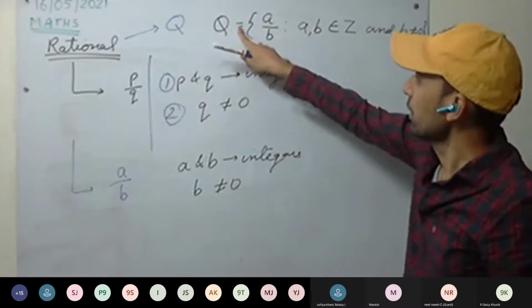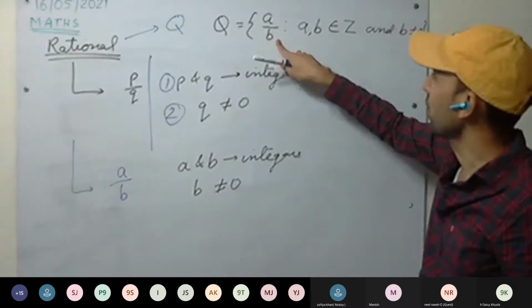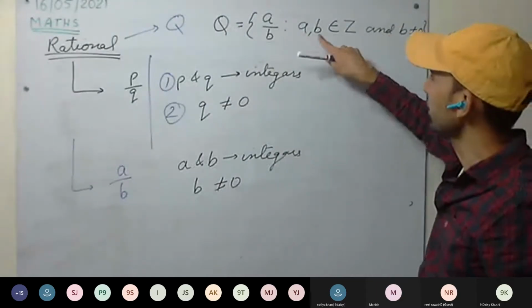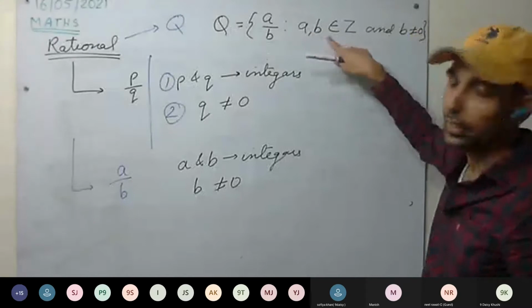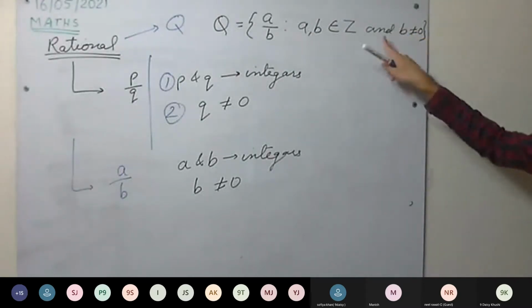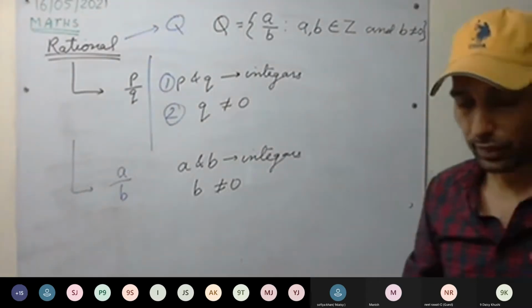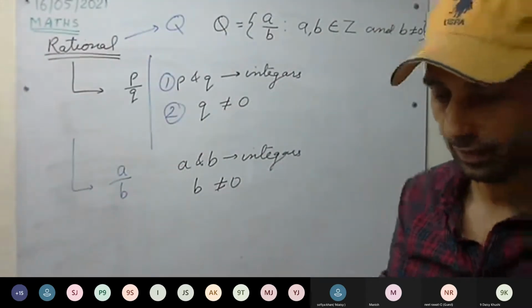So in set builder form we have written: Q, a rational number, can be expressed as A by B such that A, B belong to integers, they are integers, and B not equal to 0. So these two conditions must be satisfied. Always remember this one. This is the definition of a rational number.